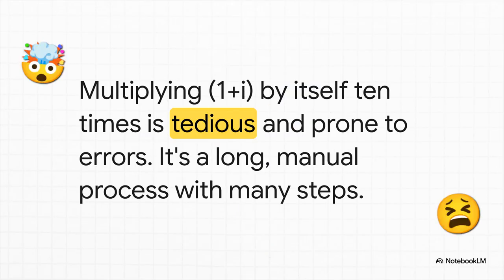So you'd have to multiply 1 plus i by itself. Okay, that gets you 2i. Then you take that result and multiply it by 1 plus i again, and then again and again, like 8 more times. I mean, this brute force method is just so tedious, it takes forever. And it is so easy to make one tiny little mistake that completely throws your whole answer off.